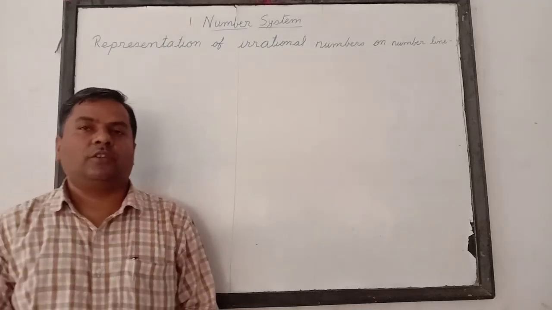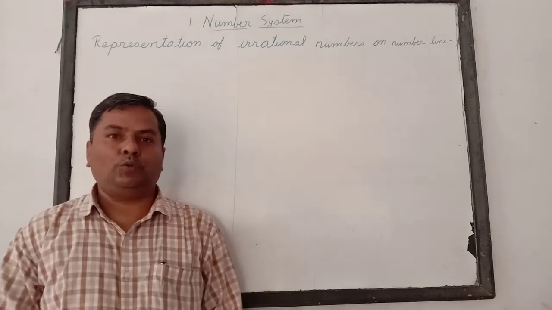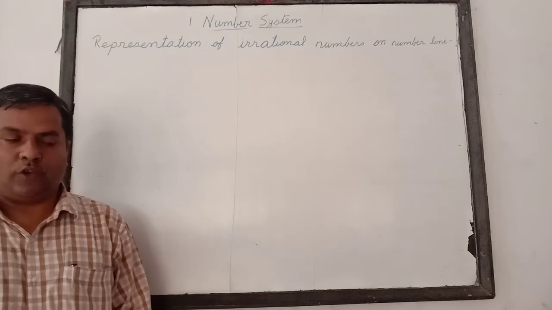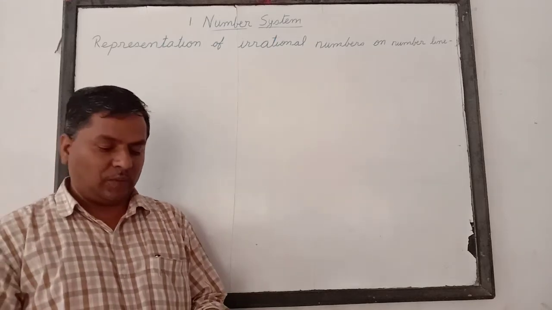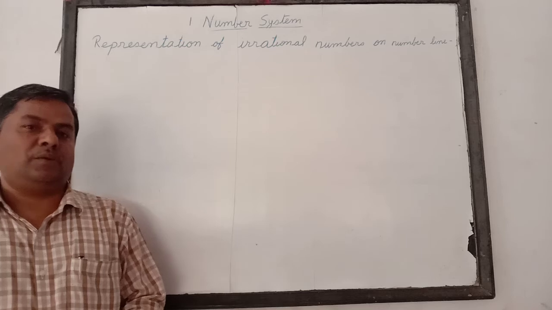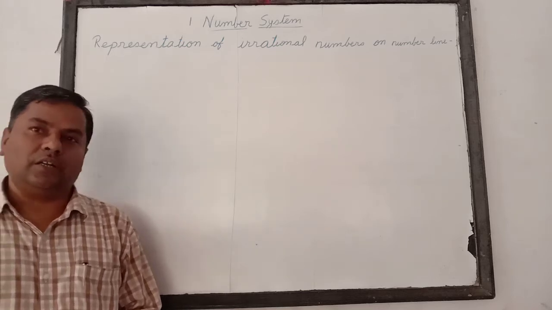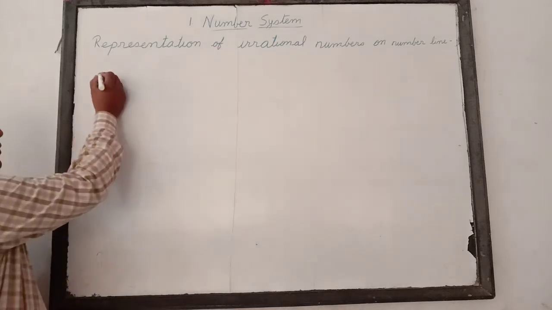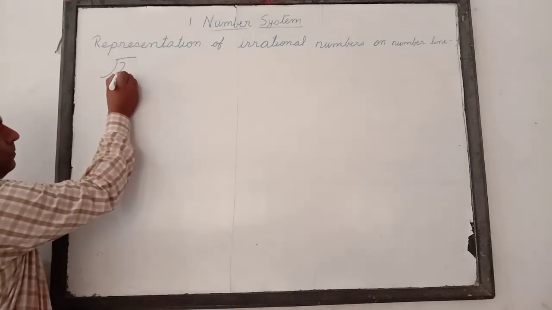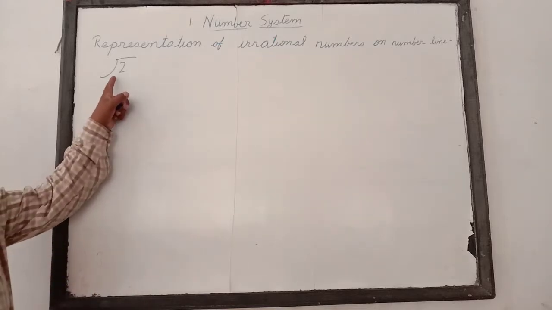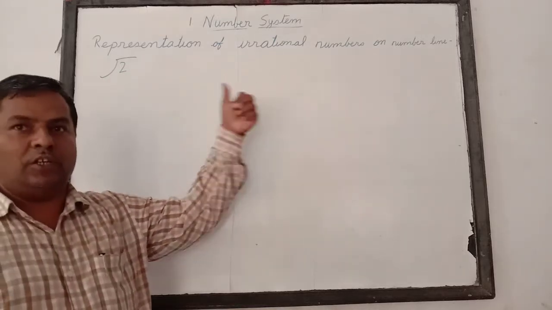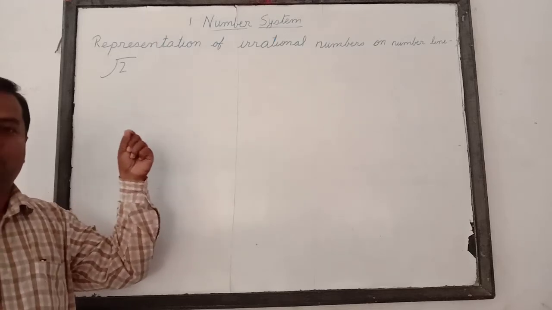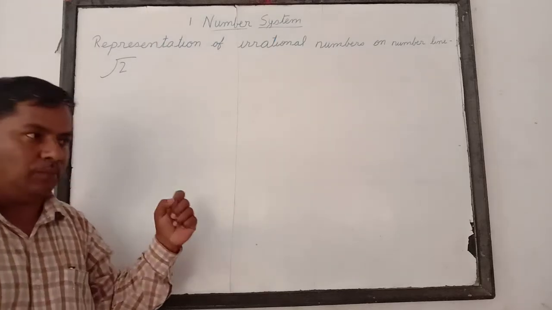Good morning, students. Today we will learn how to represent irrational numbers on the number line. We all know what rational and irrational numbers are, and each real number can be represented on the number line. So let's see how we can do that. Let's take the example of root 2. We all know that root 2 is an irrational number because 2 is a non-perfect square. So square roots of non-perfect square numbers are irrational numbers.